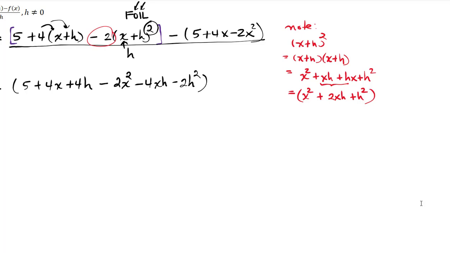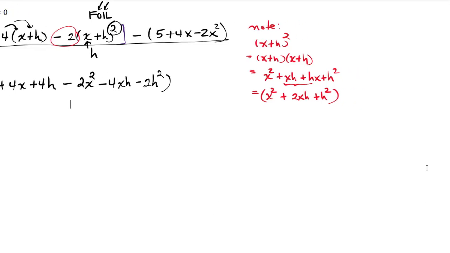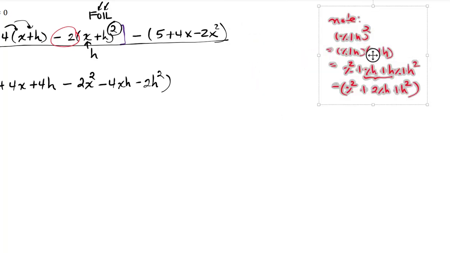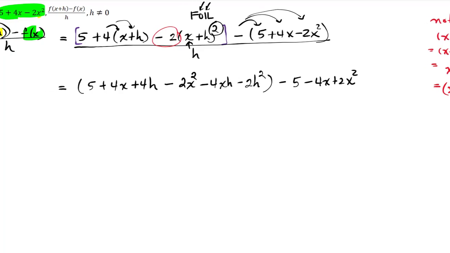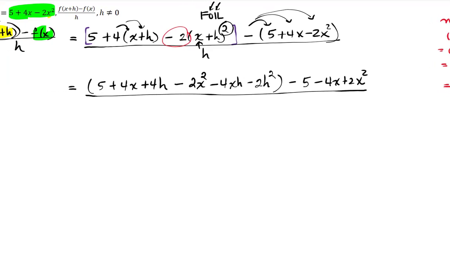Okay, so let's move on to our next term from the difference quotient. Here we are going to subtract the quantity 5 plus 4x minus 2x squared. That's going to change the signs on all those terms. And then divide all this by h. Now at this point, I can remove the parentheses from the expression f of x plus h, since there's not much we can do within the parentheses.